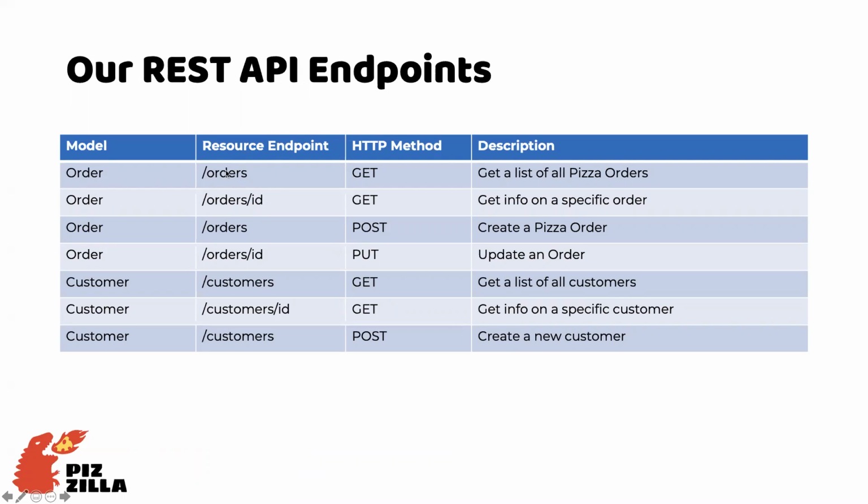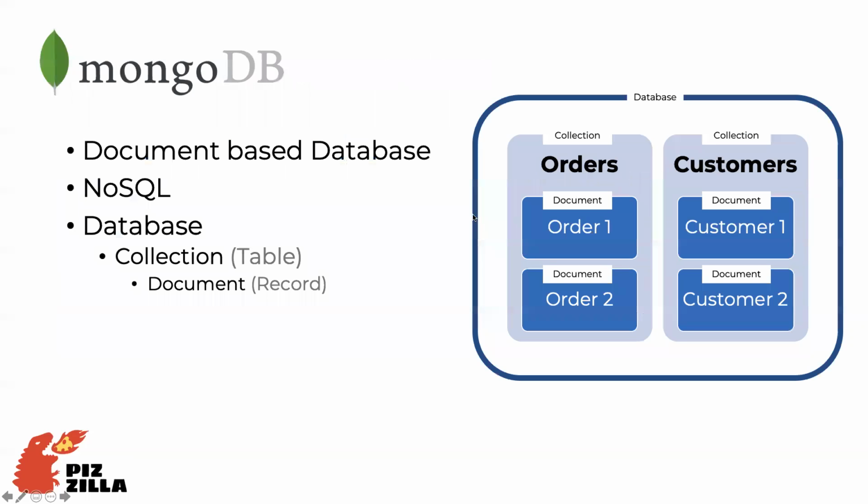The resource endpoint is going to be /orders. So a GET method on orders is going to get us a list of all pizza orders. A GET on a specific ID will get us info about a specific order. When we POST to orders, we want to create a new pizza order. And when we do a PUT request to a specific ID, we want to update an order. So pretty simple, pretty straightforward.